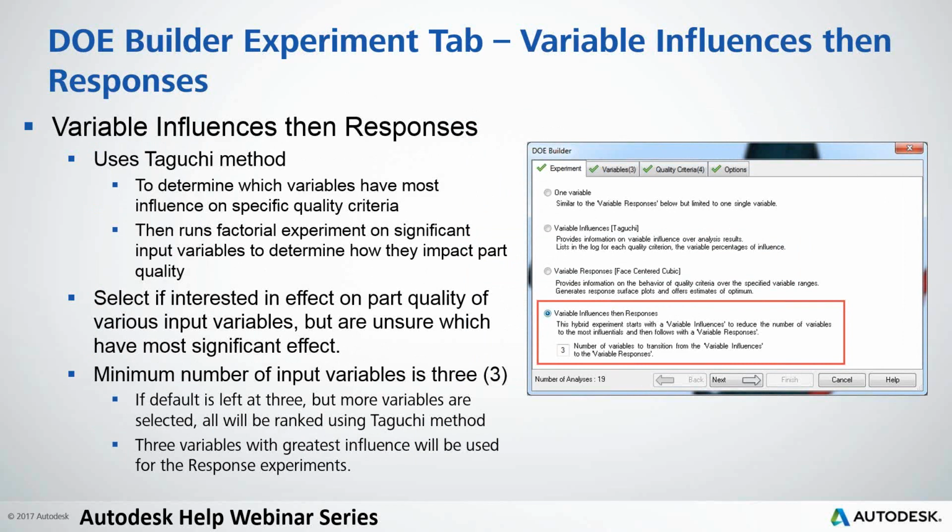This option should be selected if you're interested in the effect of the part quality on various input variables, but are unsure which input variables have the most significant effect. The minimum number of input variables for this experiment is 3. If you leave the default as 3, but select more than 3, all the selected variables will be ranked using the Taguchi method, and then the 3 variables with the greatest influence will be used for the responses experiment.